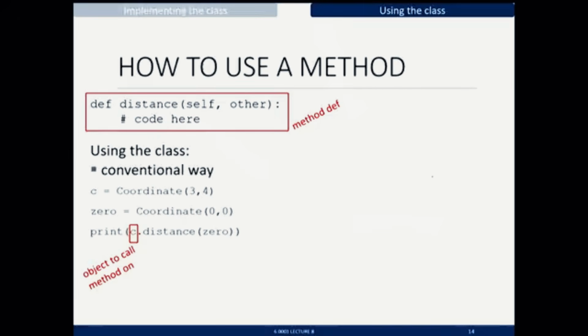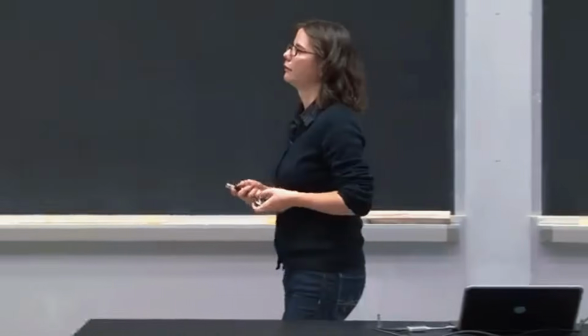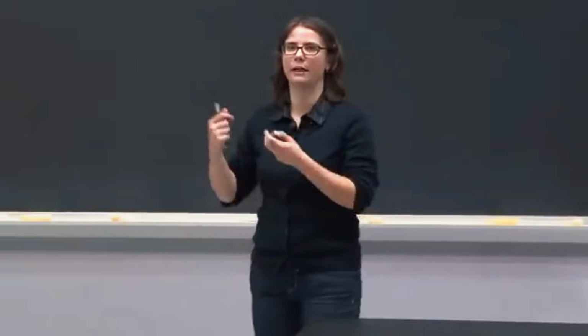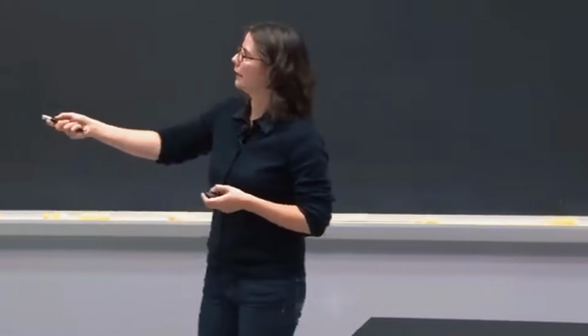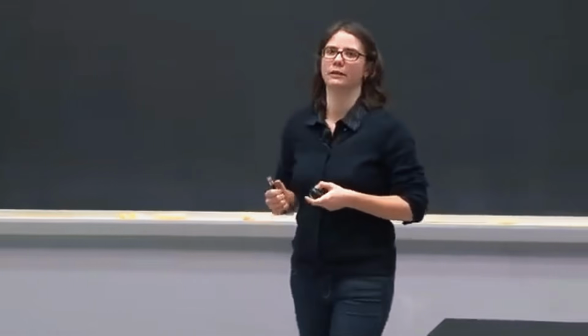So Python says this object c is of type coordinate. It's going to look up the class coordinate that you defined. It's going to find this method called distance. And then it's going to say, what parameters does it take? So it takes another parameter for the other. And then in the parentheses, I just have to give it this other parameter.